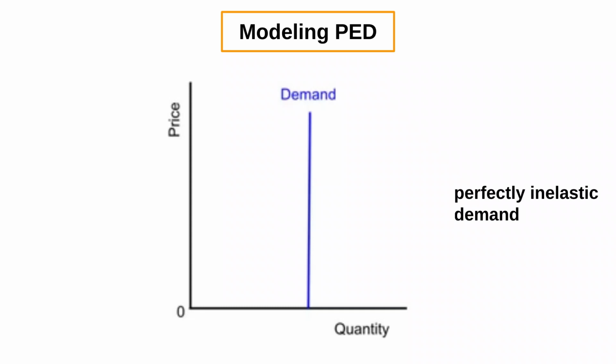The other special case is called perfectly inelastic demand. And in this case, people don't care what the price is at all, the extreme case, but they'll only buy one quantity. So maybe this is like a priceless vase, for example. And so there's only one of the vase, right? But it's so valuable, people will pay any price to get it. That would be an example of perfectly inelastic demand.